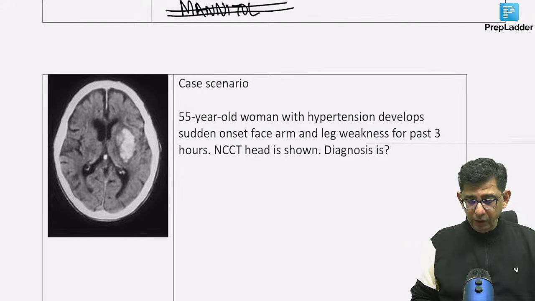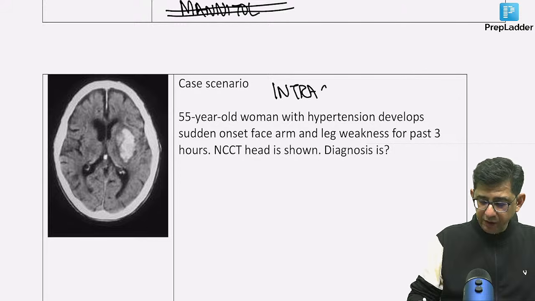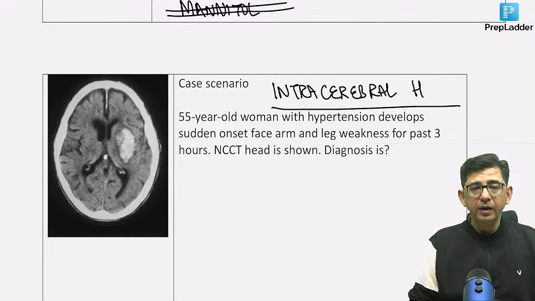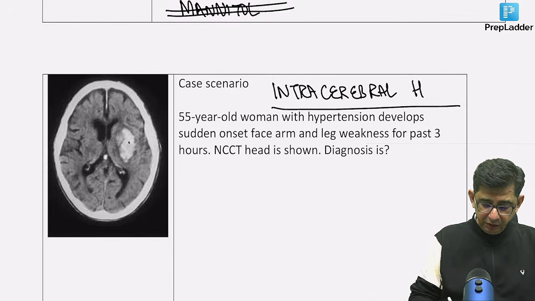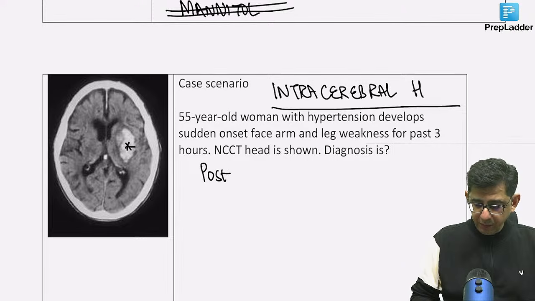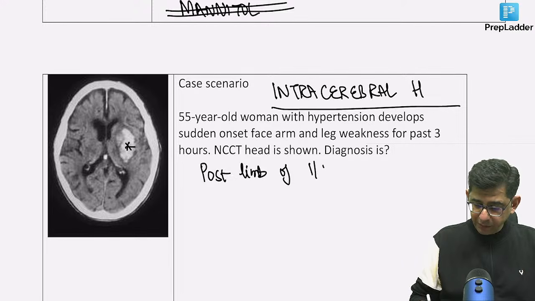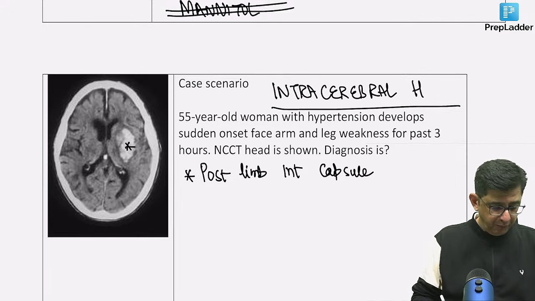Okay. Now what you can see here is a woman who's having hypertension, and there is an intracerebral hemorrhage in this case. This is brain hemorrhage, as we casually call it, which occurs in the area of the putamen. And in this case, there is a weakness of the face and the arm and the leg. So the area of the brain that is involved in this particular case is the posterior limb of the internal capsule. Okay. Posterior limb of the internal capsule is where the bleed is present. And this will contribute to manifestations of a pure motor stroke.